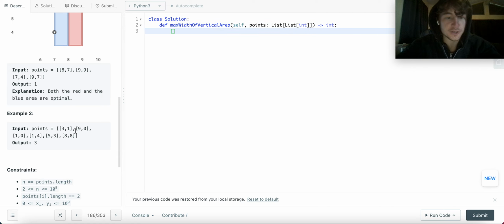Okay, so I'm going to redraw out these points. So it's 3, 9, 1, 1, 5, 8, right? 3, 9, 1, 1, 5, 8. All right, again, we don't care about these y positions. And, well, we're trying to find the maximum width.